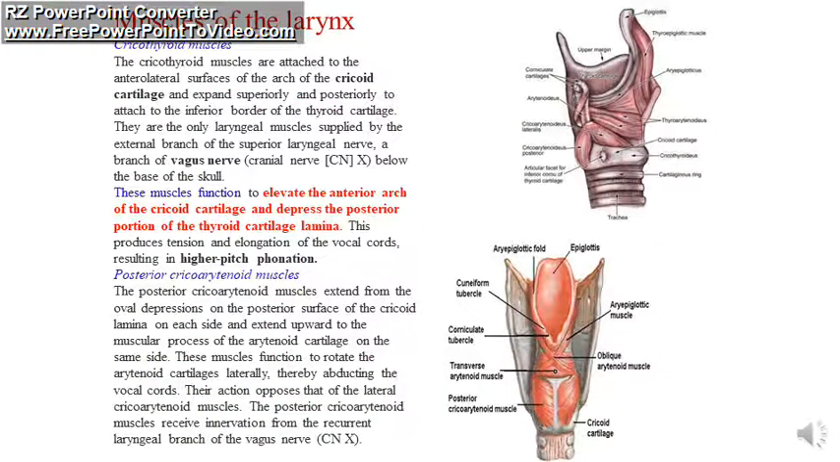Muscles of the larynx: the cricothyroid muscle. Its function is to elevate the anterior arch of the cricoid cartilage and depress the posterior portion of the thyroid cartilage lamina. This produces tension and elongation of the vocal cord, resulting in a higher pitch of phonation. The cricothyroid muscle is supplied by the vagus nerve.